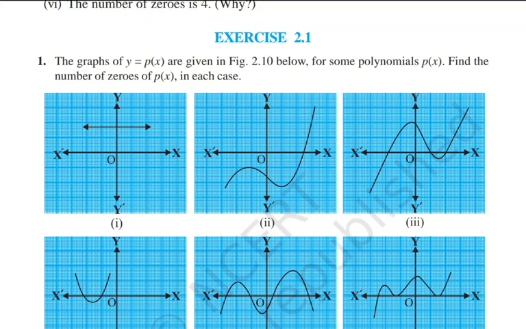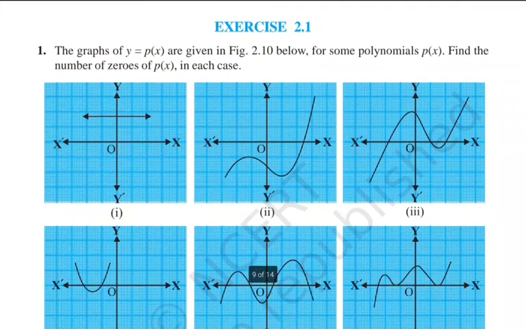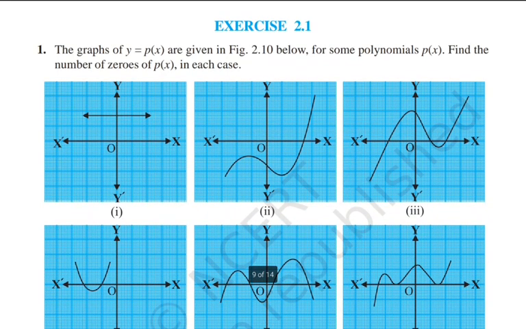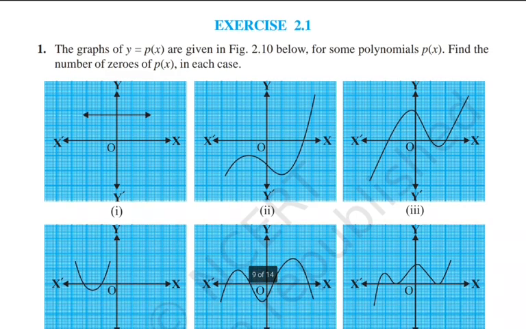Today we will be completing the chapter Polynomials, which is the easiest chapter which could be completed within half an hour or 45 minutes. So let's dive into the chapter. First exercise. The graphs of y is equal to p of x are given in the figure 2.10 below for some polynomials. Find the number of zeros of the p of x in each case.